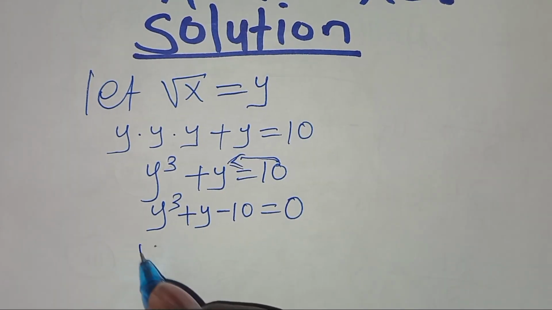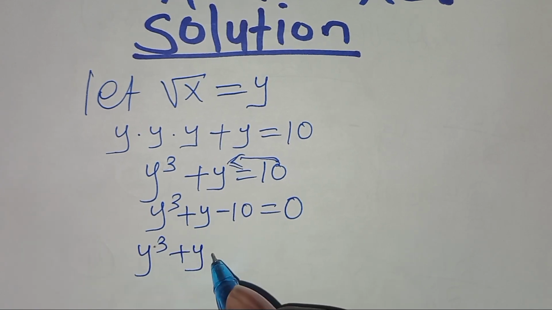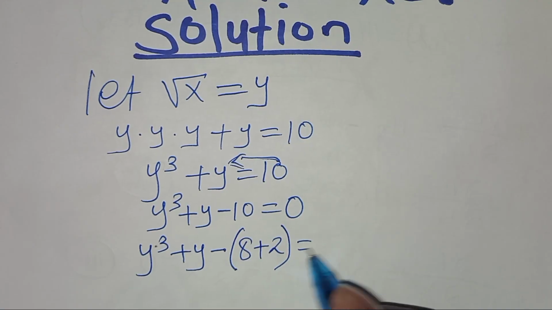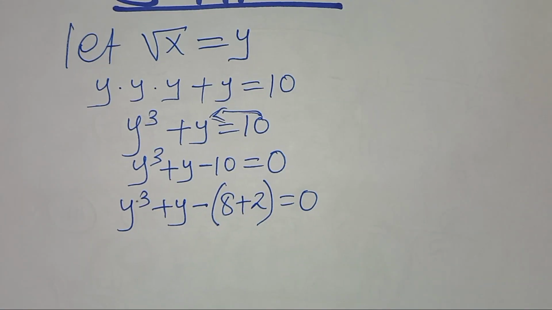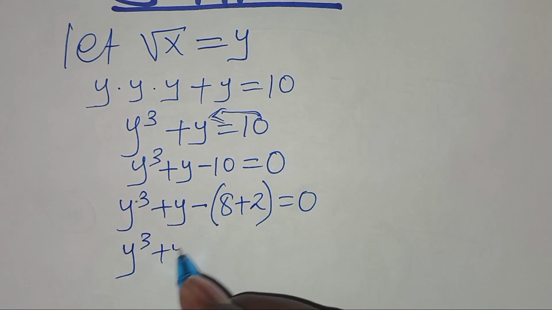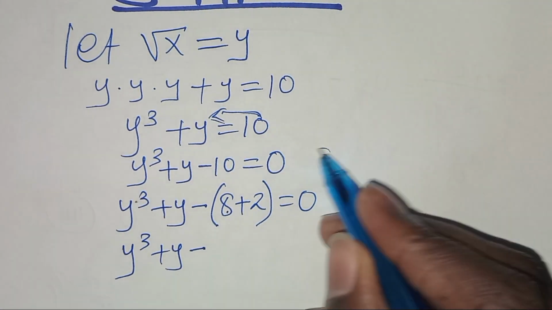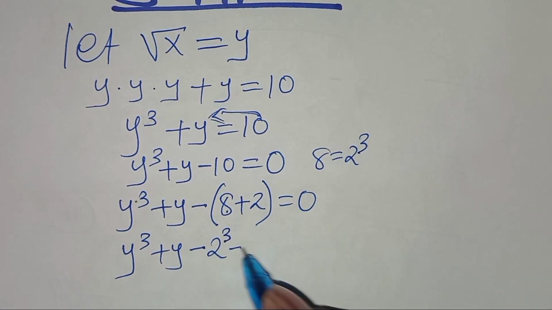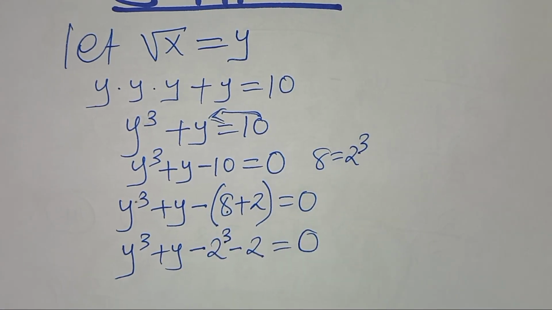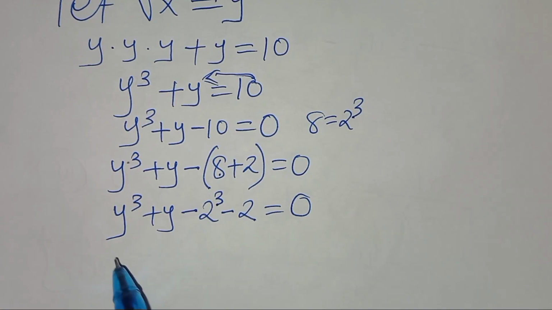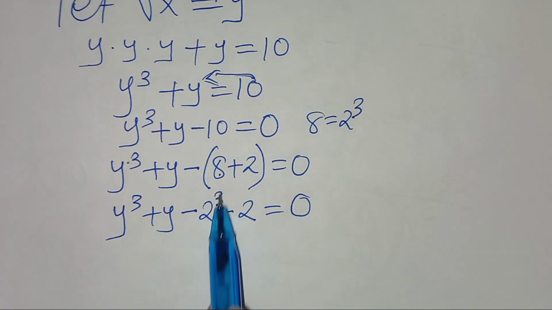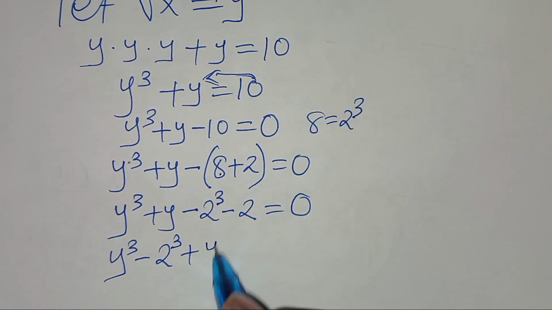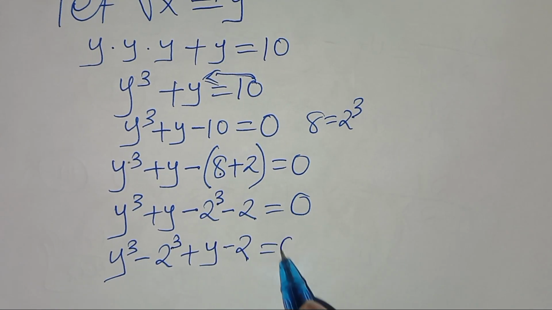So the next step, we have y cubed plus y subtract 10. 10 can be expressed as 8 plus 2, equal to 0. The next step is y cubed plus y subtract 8, and we can express 8 as 2 to the power 3. So this is 2 to the power 3 subtract 2, equal to 0. Now let's combine y cubed and 2 cubed, so that we have y cubed subtract 2 to the power 3, plus y subtract 2, equal to 0.